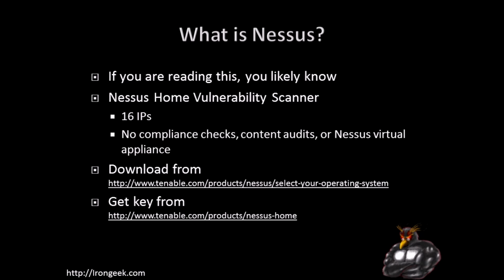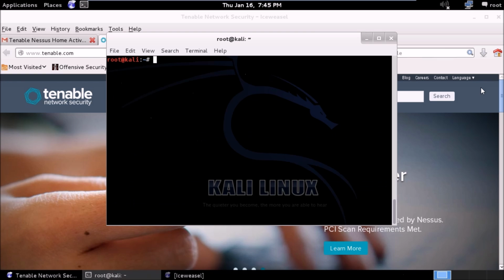Also, a few of the other things you don't get that you do get with some of the commercial versions: you don't get to do compliance checks, you can't do content audits, and you don't get access to the Nessus virtual appliance. Now, you can download Nessus from the link I provide here, and you'll have to get an activation key from the second link. We'll go to the website so I can show you how to get those.